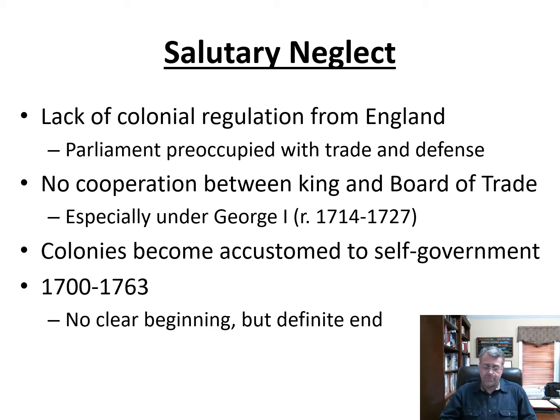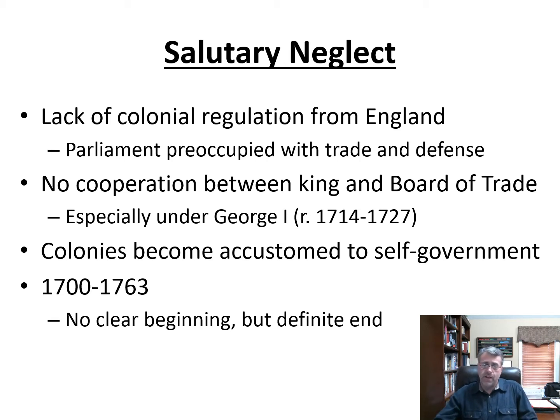And so we see the colonies just kind of assuming that they are free to do their own thing. And over time, several generations of colonists start to take this for granted. It's assumed that they will always be able to do their own thing and not have to answer to anybody. So this period of salutary neglect is what helps the colonies develop their own sense of independence and self-determination.